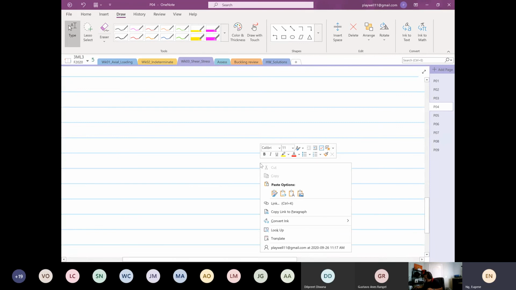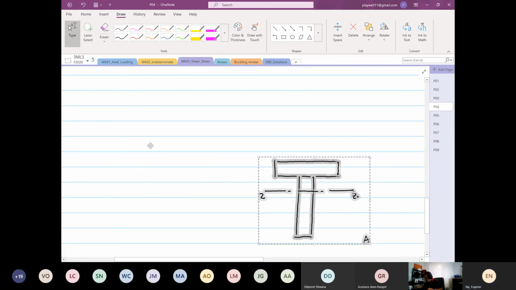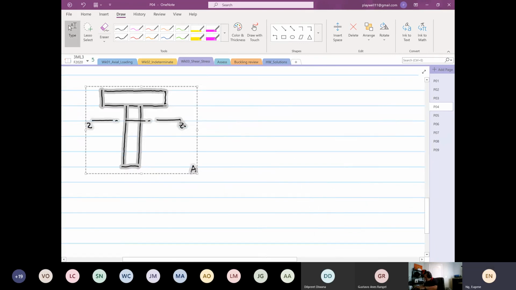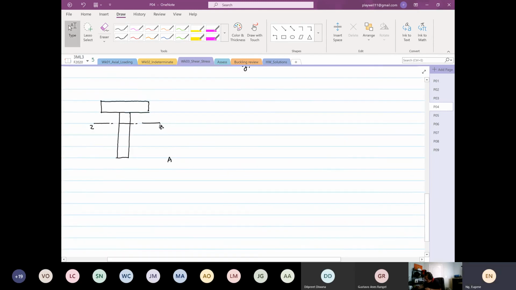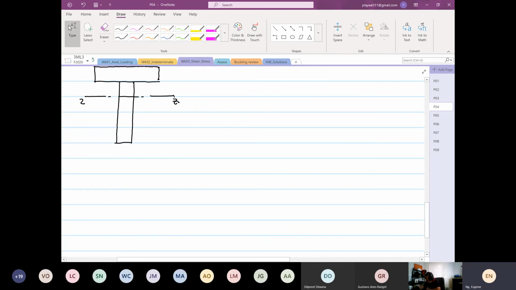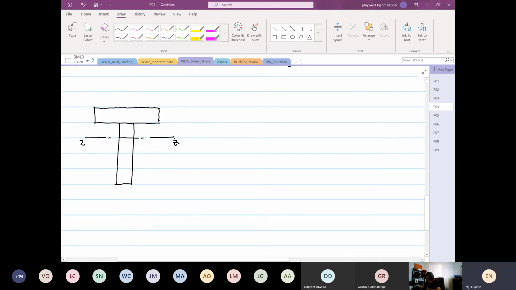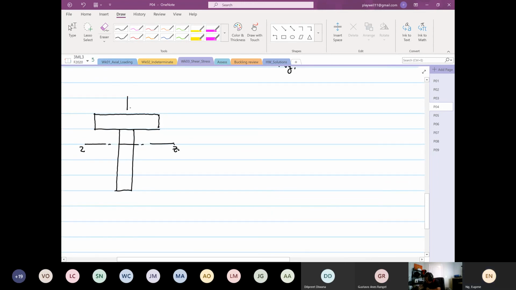Okay, so now we have a different situation. Same beam. Oh, I think I overcopied. Same beam. Now Vy is from the top. My area of interest is where? My area of interest is beta. What is the area that we have to consider? Anyone?